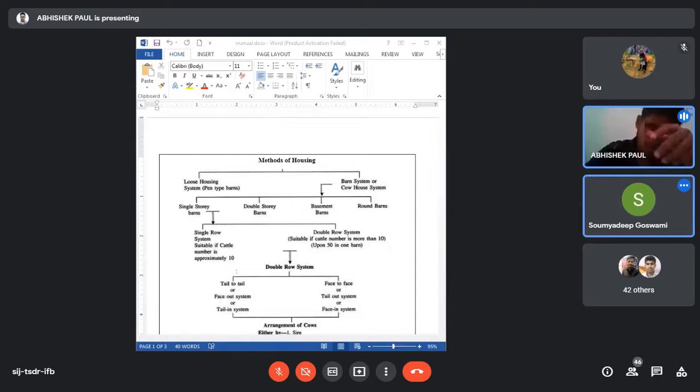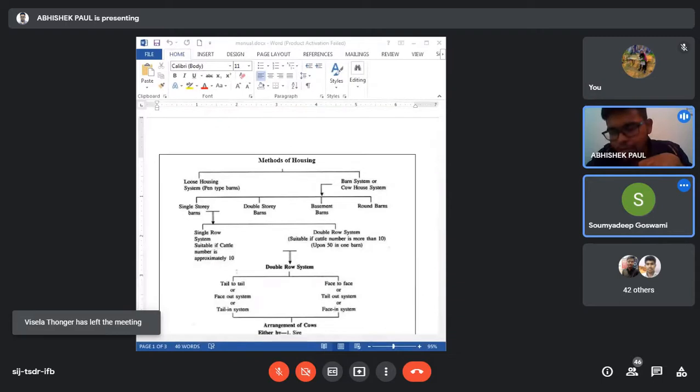Suppose input and output, I think all of you know. So suppose this is your farm, so fixed and variable costs are the input. Now what will be the output from your farm? It is milk. So output is milk and cow dung. Cow dung also you can sell in the market.